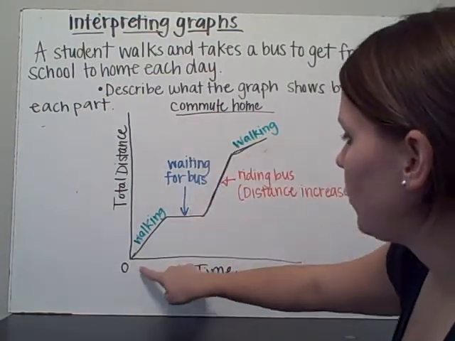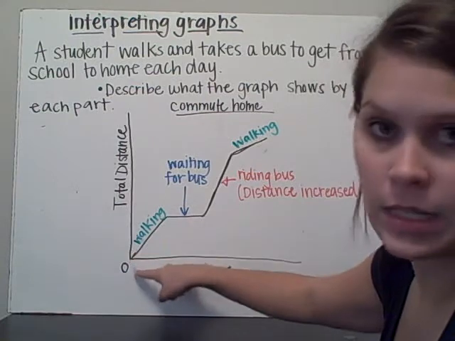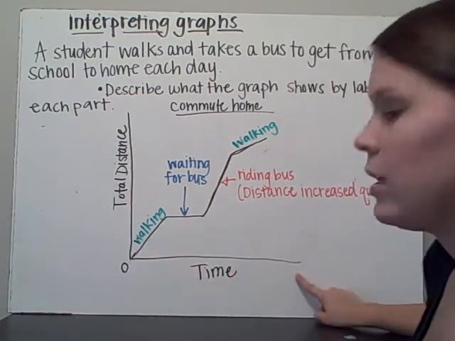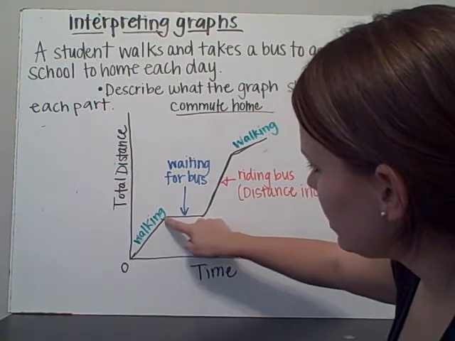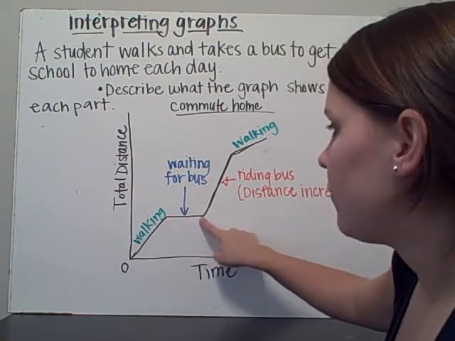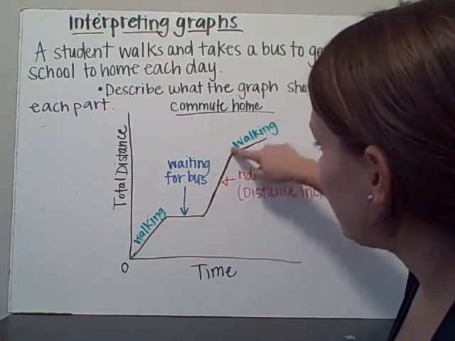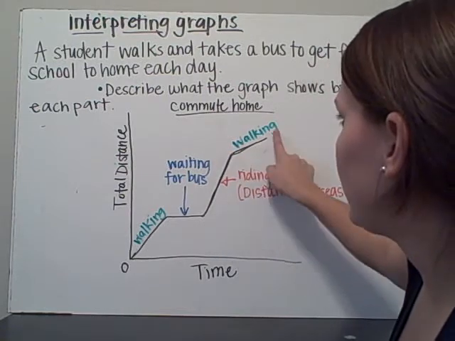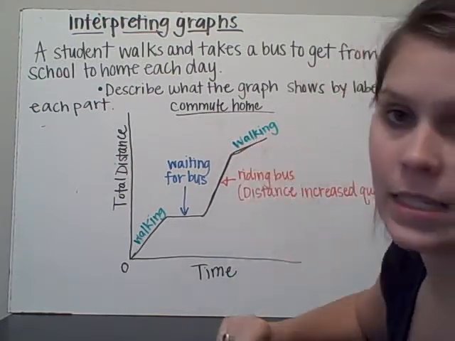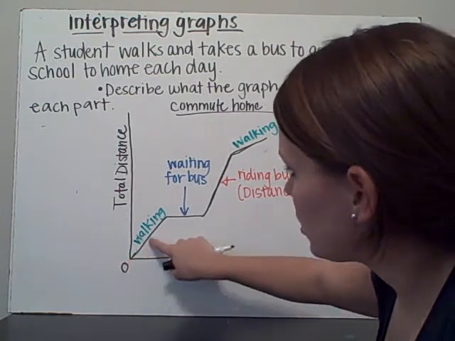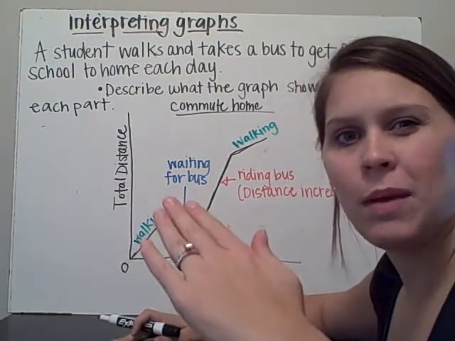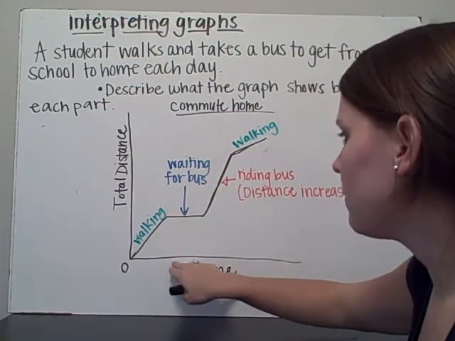So we first see that we are comparing our total distance that the student traveled to the amount of time it took to travel. Well, we have a steady increase, we have a flat line, we have a steeper increase, and then we kind of level off and aren't as steep. Well, we know that she first is walking because it's at a steady pace, but it takes some time.